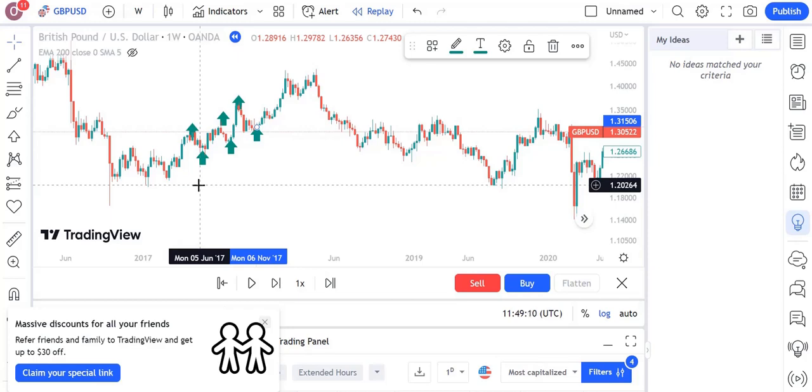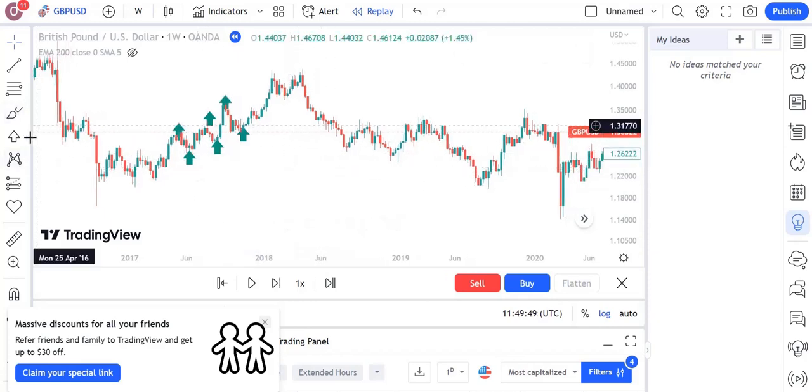Let's use this as an example. Let's use the arrow markup. You can spot a high here, then you can spot another high here, and then another high here. Very easy. The same thing goes downwards. You can spot a low here, then a higher low, and then another higher low.